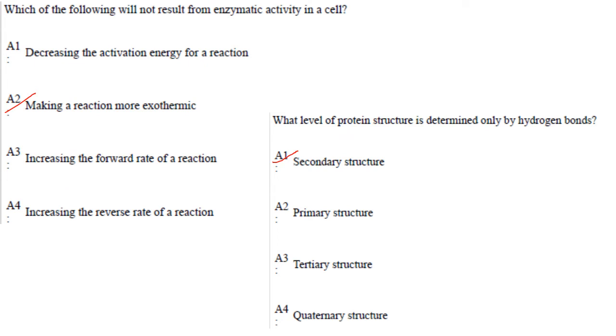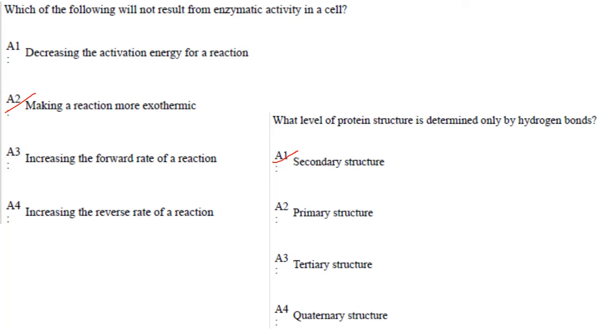So coming to the next question, which of the following will not result from enzymatic activity in a cell? Decreasing the activation energy of a reaction, that is because of enzymatic action. Then making a reaction more exothermic. That does not result from enzymatic activity. Increasing the forward rate of the reaction, that is correct. Increasing the reverse rate of a reaction, that is also correct. So the answer here is making a reaction more exothermic. Enzymes don't do that.